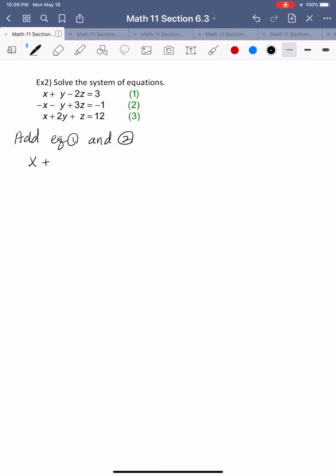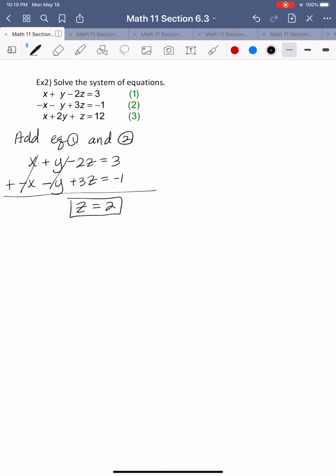So x plus y minus 2z equals -3. Negative x minus y plus 3z equal to -1. Add them up. x cancels, y cancels, z equals 2. So we got the solution for z already. Alright, now I want to eliminate the x again. So this time I want to add equation 2 and 3.